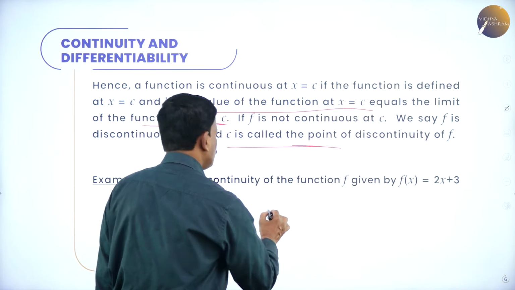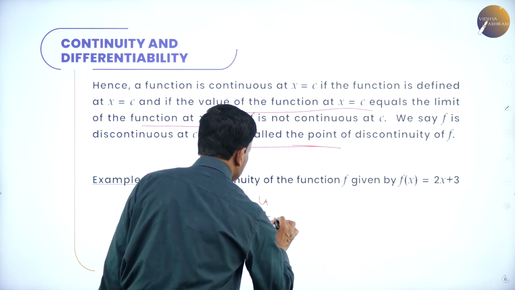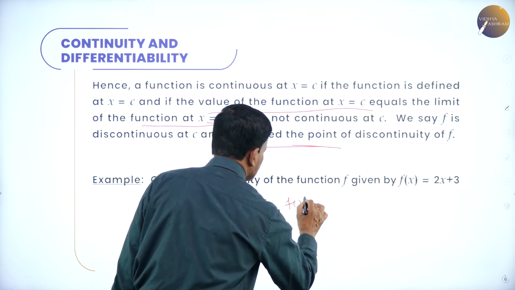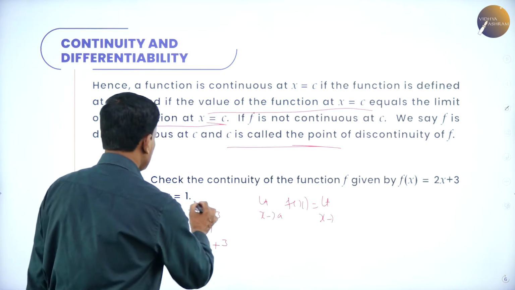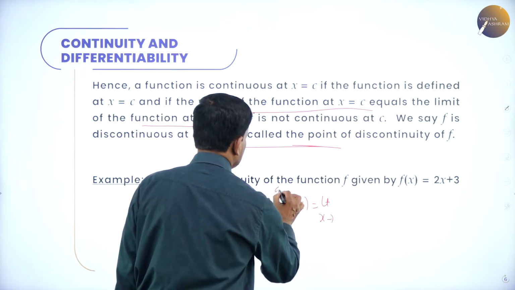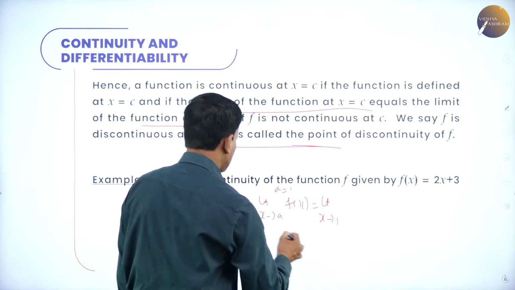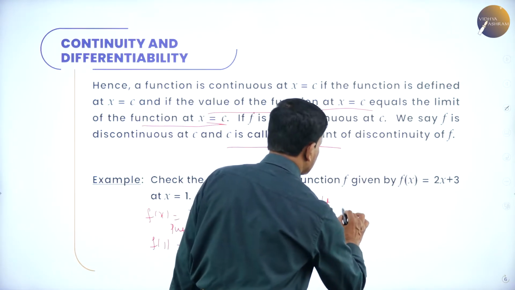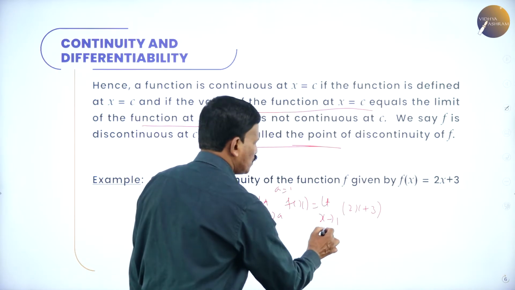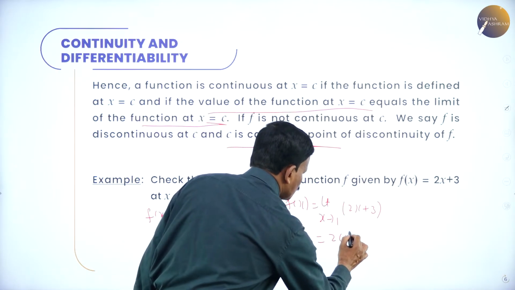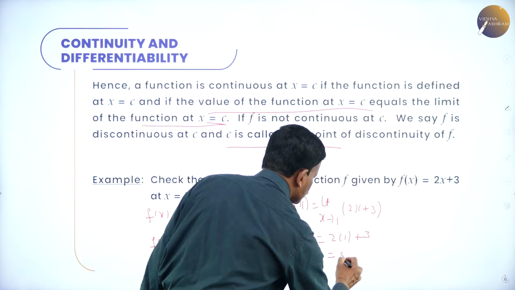Now find out the limit x tends to a of f of x. So this is equal to limit x tends to a. What is a here? a is nothing but 1. a is equal to 1. Limit x tends to 1 of f of x. What is f of x? It is 2x plus 3. So this is equal to, substituting x is equal to 1, 2 into 1 plus 3, this is also equal to 5.